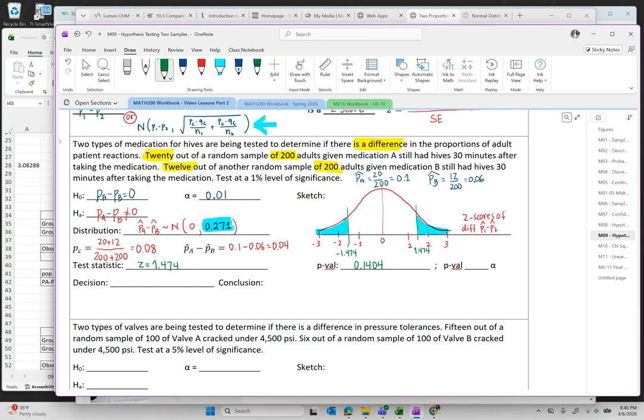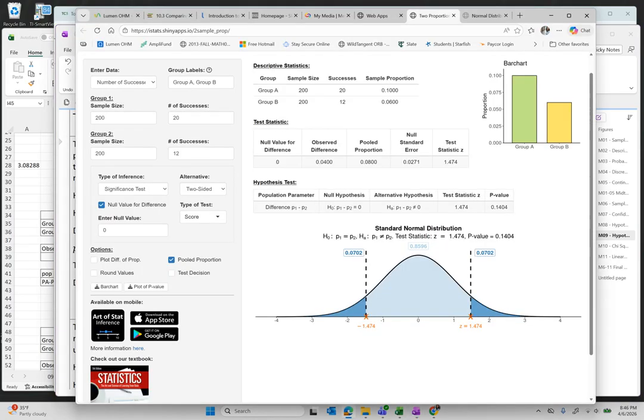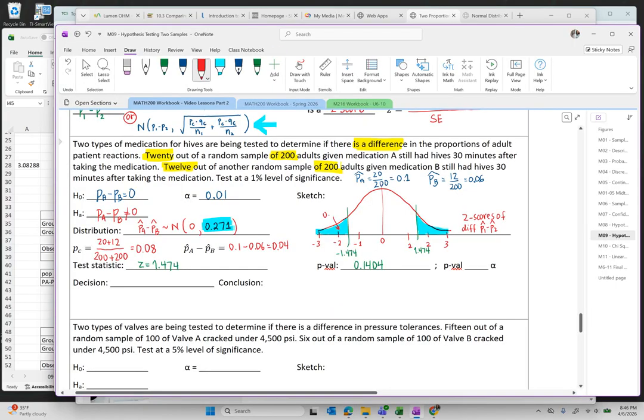So each one of these tails will actually get half of the probability. So half of 0.1404, if you pay attention here in the graph, is 0.0702 on the left and 0.0702 on the right. When you add them together, you get 0.1404, which is double each one of those areas. So this is 0.0702, and this is another 0.0702 that total up to 14.04%. The p-value happens to be greater than alpha.